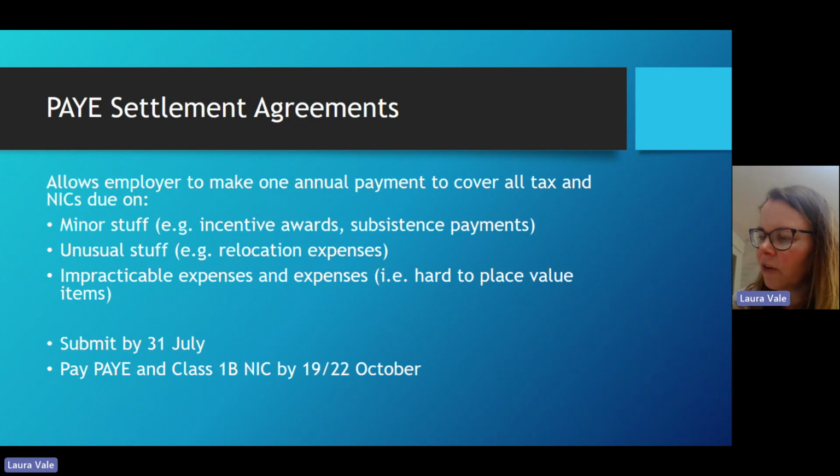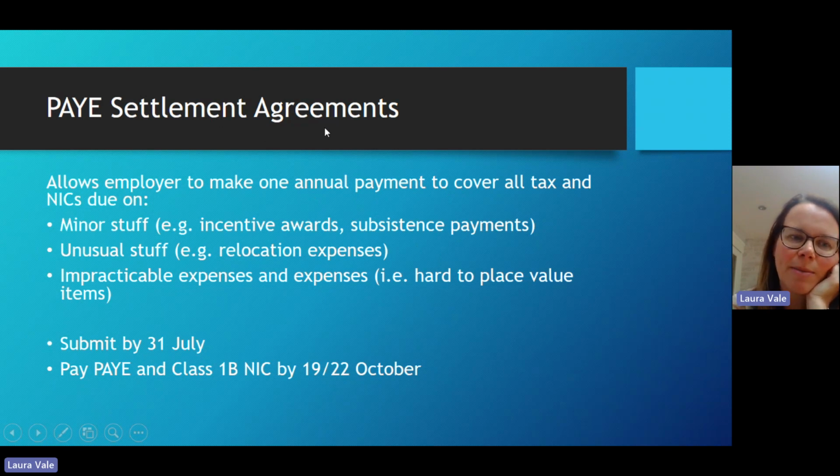And then we've got our impractical income and expenses. Just looking to see if I made any notes about that. Can't find it in my notes now. Never mind. I.e. things that are hard to place a value on. So in other words, these settlement agreements just have to be aware that it's a one-off annual payment to cover the tax and the NICs.